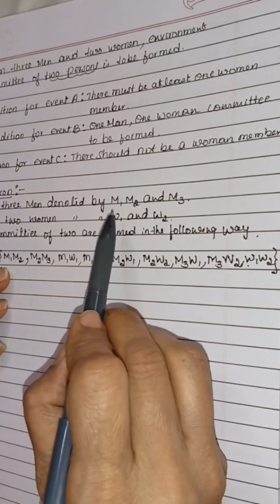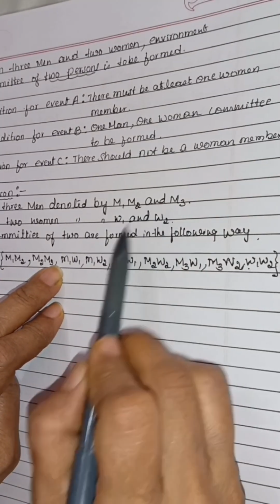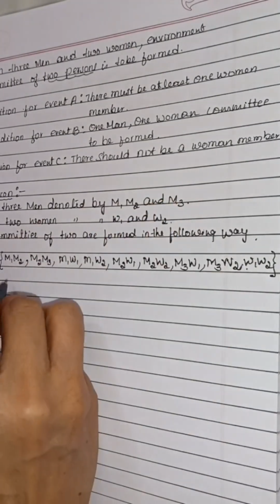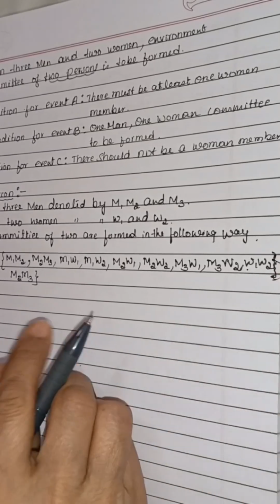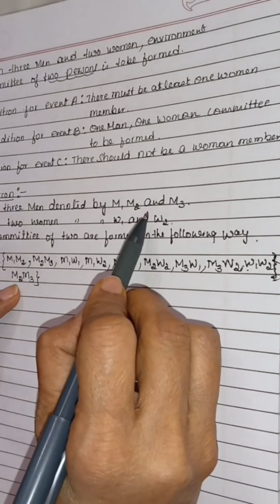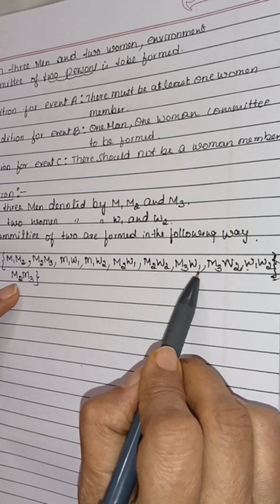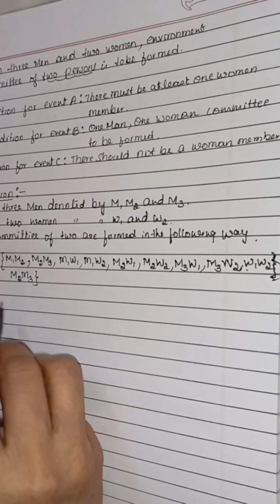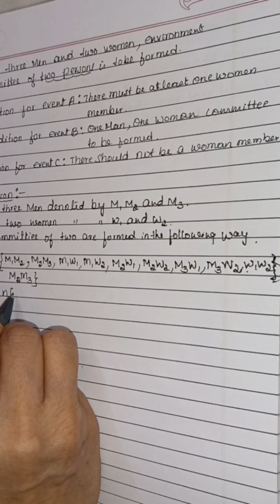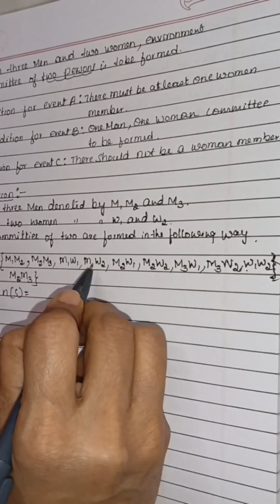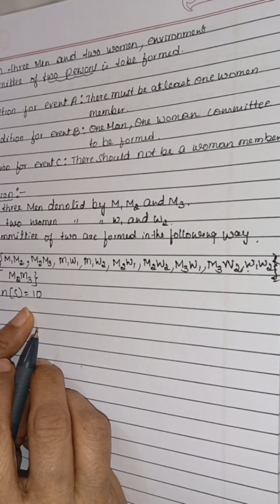See in this: M1, M2, M1, M3. M2, M3 is not written here. M2, M3 also we can write, as 2 people. So therefore, the number of elements, n of S, is 1, 2, 3, 4, 5, 6, 7, 8, 9, 10. n of S is 10.